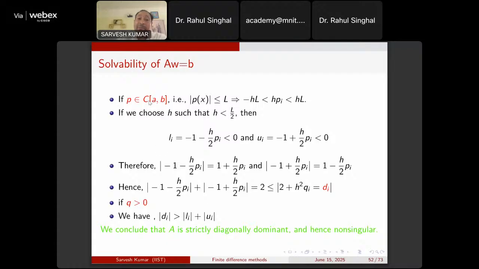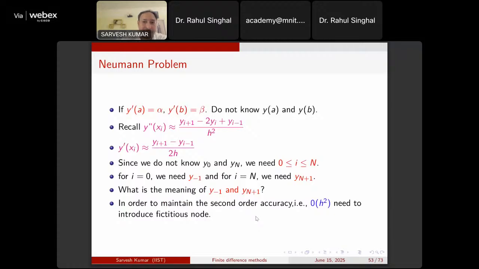So look at if P is not continuous, we have no guarantee that this is SDD. So it also depends on what smoothness we have. The moment we have SDD, this is non-singular and therefore has a unique solution. Okay, and you can solve it by computer. Now let's look at the Neumann problem.